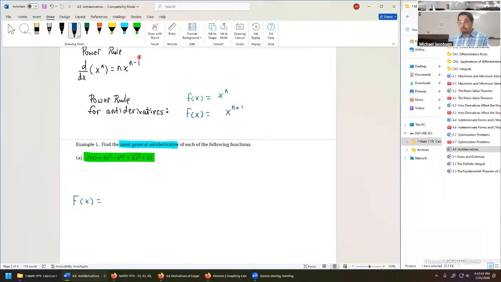So after the exponent goes up, we don't multiply by the new exponent. We reverse that as well. We divide by it. So we take 1 over n plus 1, multiplying x to the power of n plus 1. And we must throw in the arbitrary constant c. So that's our brand new rule, the power rule for antiderivatives.